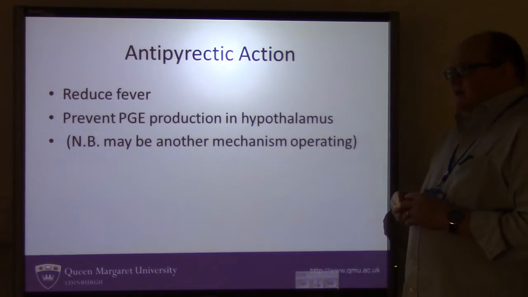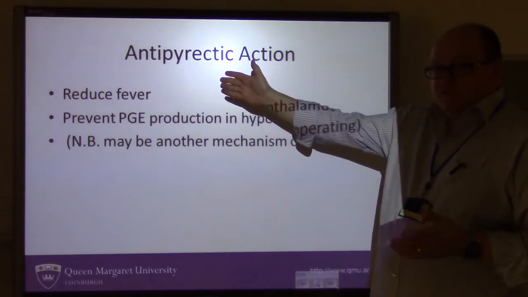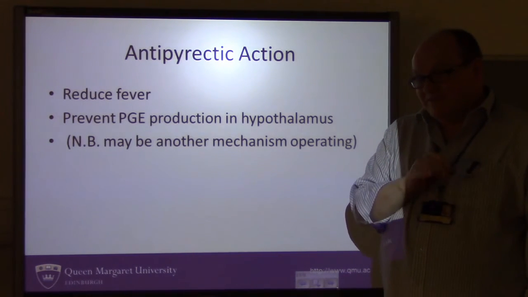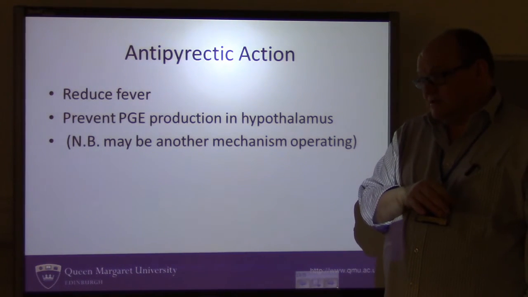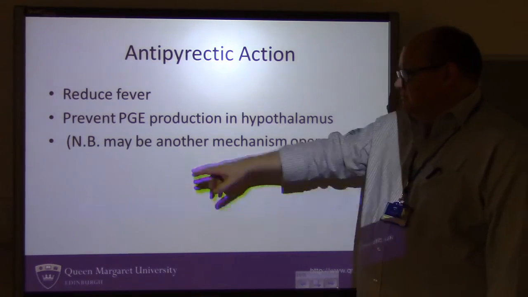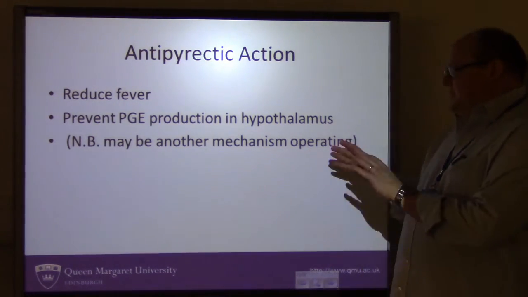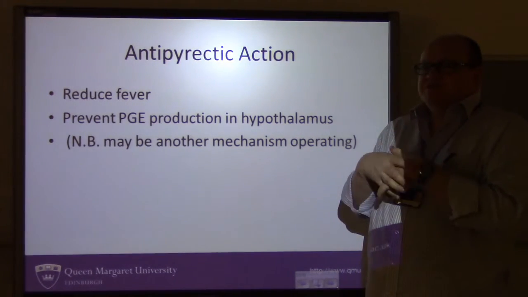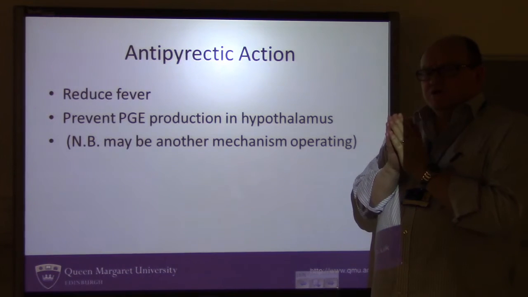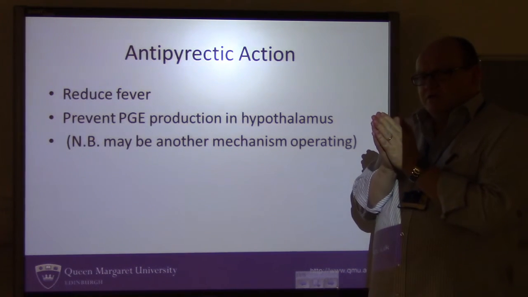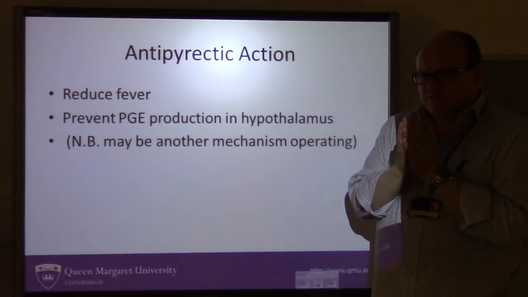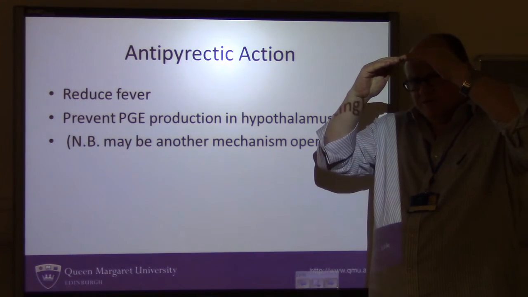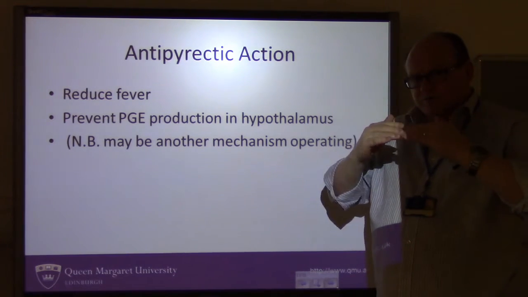The antipyretic action is that they reduce fever. How do they do it? They block prostaglandin production in the hypothalamus. Which prostaglandin specifically? Prostaglandin E. There may be other mechanisms involved, but that's the primary mechanism. So the prostaglandins in the hypothalamus no longer adjust the thermal set point, and therefore the fever that's been raised by the inflammatory mechanism is now lowered back down.